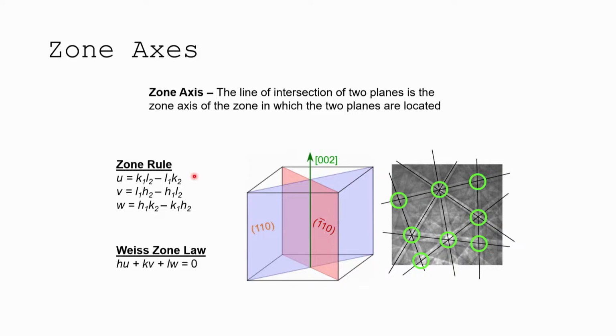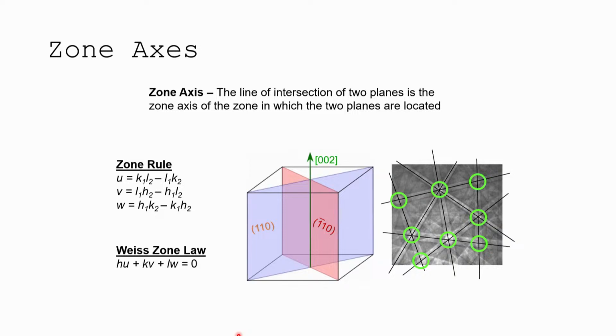All right, now in crystallography, a lot of times they call this the zone rule, and they call this the Weiss zone law, where you can define the direction, or you can define the plane and direction based on the planes that line up. So if we have an HKL plane 110 and an HKL plane bar 110, then we can figure out what direction the zone axis is by these equations.